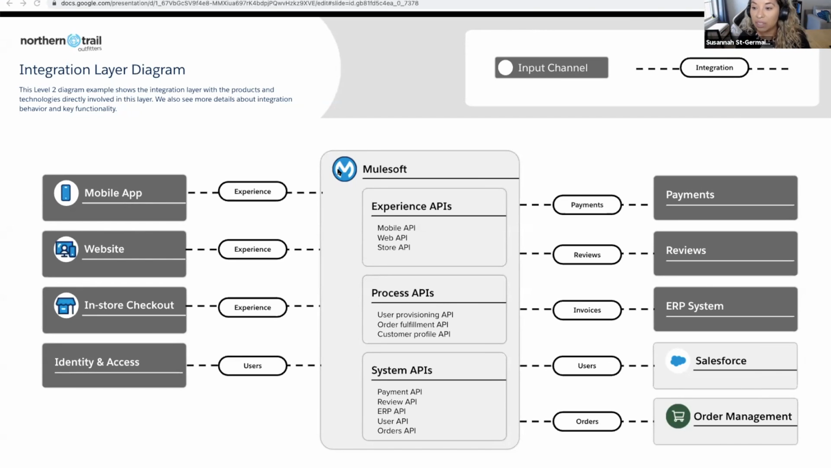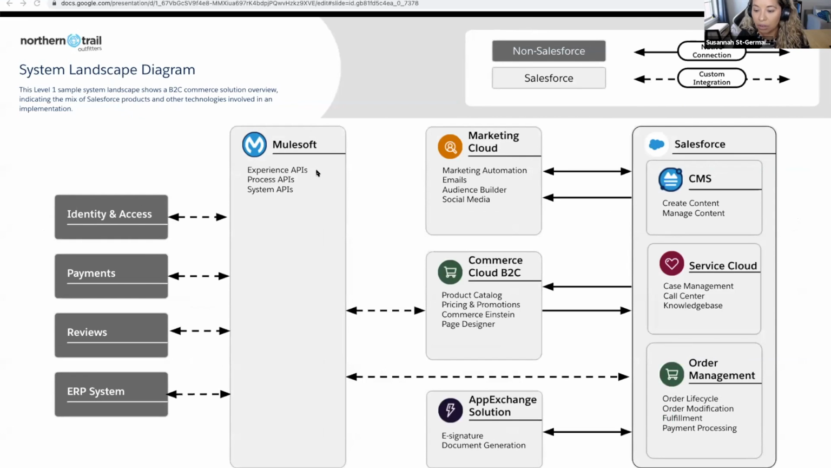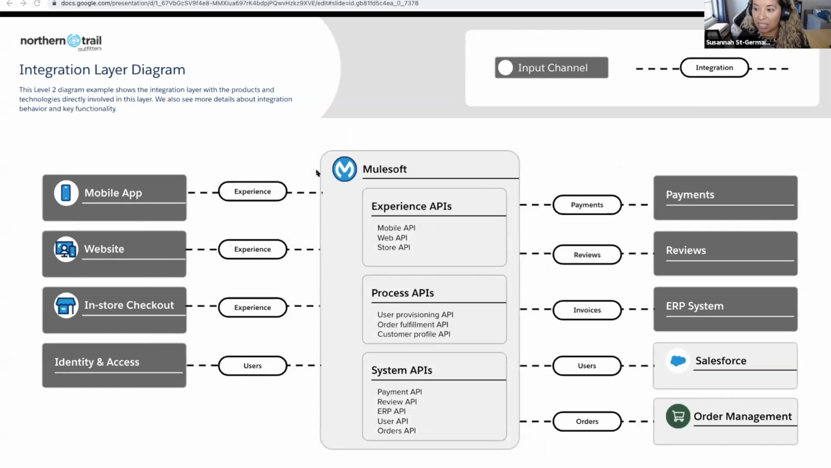So examples of the details you might see at a level 2, if you're wondering whether you're looking at a level 1 or 2, include the key integration points or general direction of data flows. And you can really see that in this diagram. We're showing only the products and technologies directly involved in the integration layer. And while we see some details about the behavior, you can see that we're using specific types of APIs.